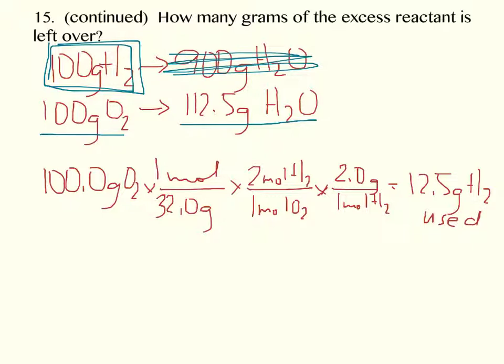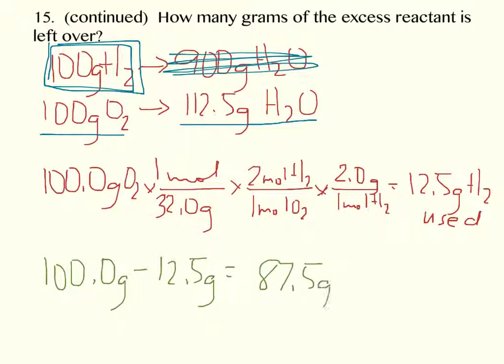That's not how much is left over. We started with 100 grams of hydrogen. We used 12.5 grams of hydrogen. What's left over is 87.5 grams of hydrogen.